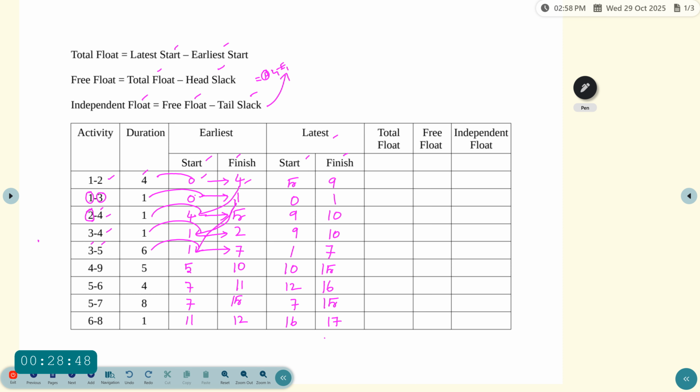Now next activity which is 4 to 9. See the starting activity 4, and then compare with the before activity, which one is ending with 4. So this activity is ending with 4. There are two values, so 3 to 4 and then 2 to 4. So ending value 4, there are two events. So comparing with the finished value, which one is the greatest?